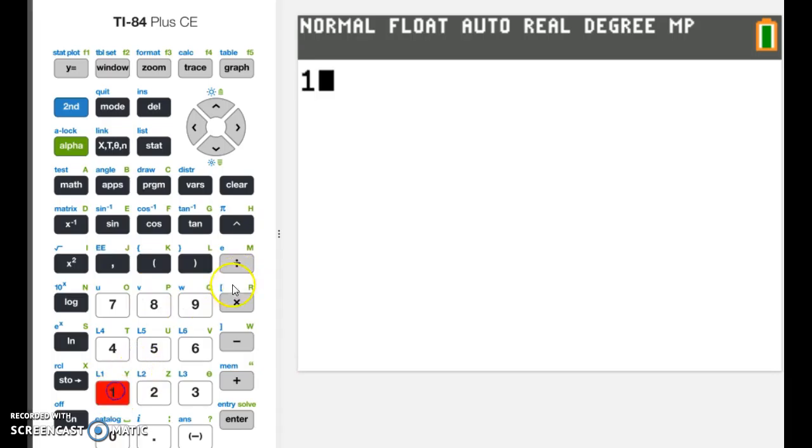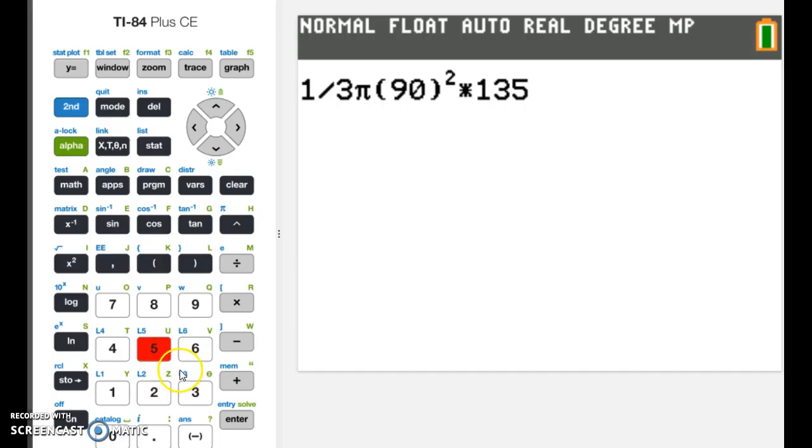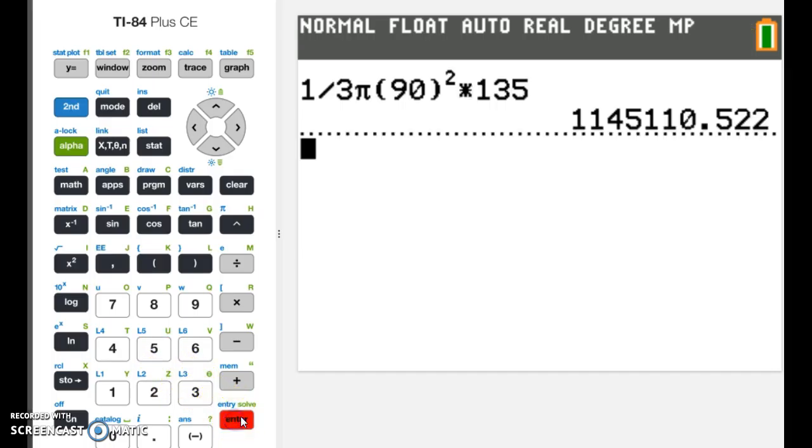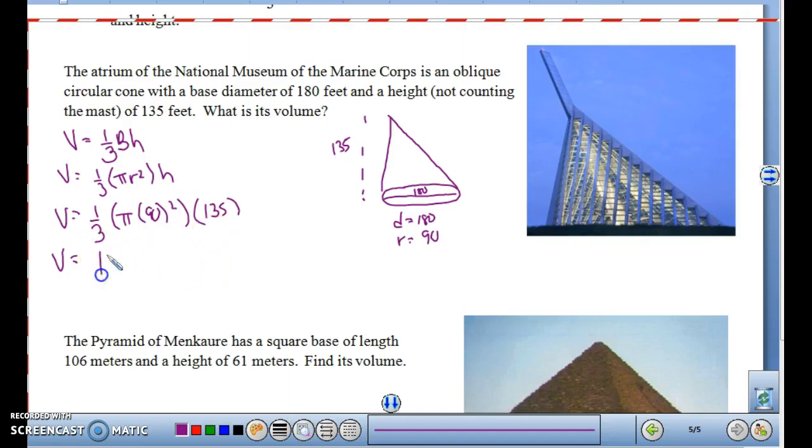V equals 1/3 pi times 90 squared, and then times 135. And that is approximately 1,145,110.522 cubic feet. Okay, so there we go. It's just a formula. You just have to know what the area of the base is for the circle.